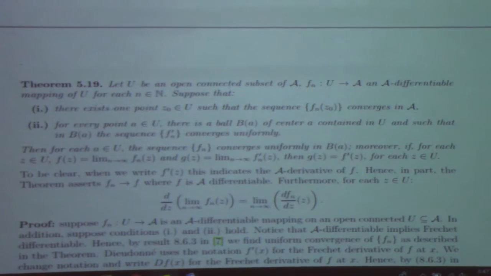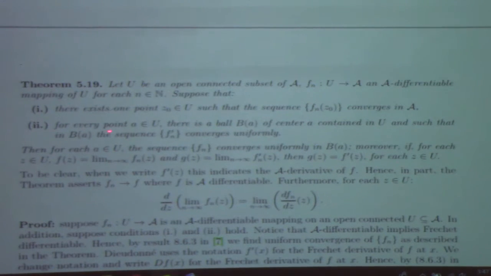And one of the solutions to that is basically this. If you assume that you've got one point where the sequence converges, and for every point in the domain of consideration there's a ball centered around that point, contained in the domain of consideration, such that on that ball the sequence of derivatives converges uniformly. So if you have a uniformly convergent sequence of derivatives, at least on some ball at each point in the domain of consideration, this is all getting very technical, yes?